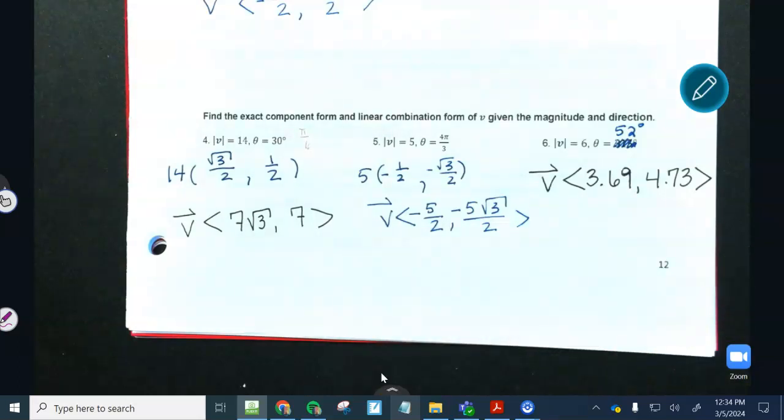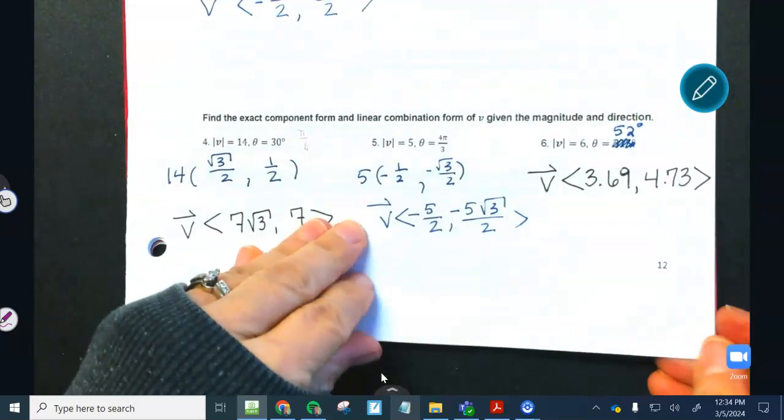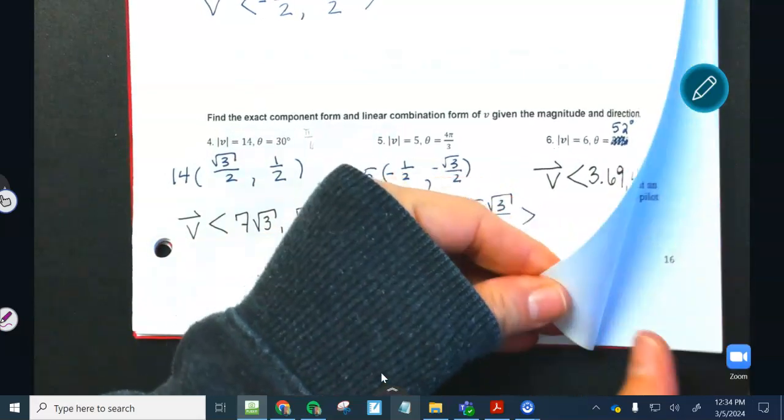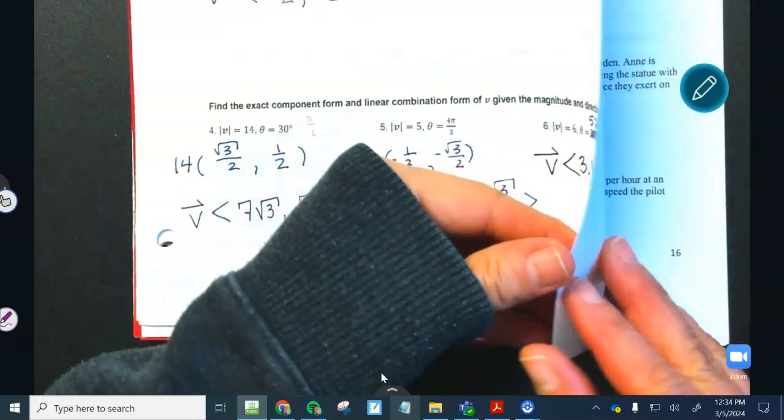The back is word problems. So you're going to have word problems with vectors, which are pretty applicable. Okay, here we go. Our word problems. If I can turn the page. There we go.